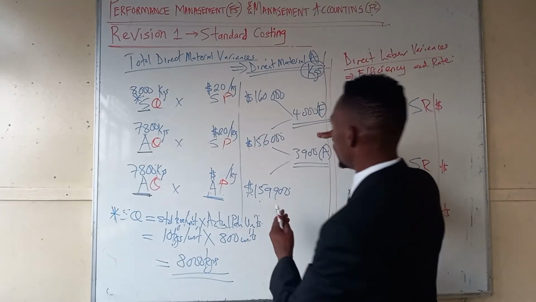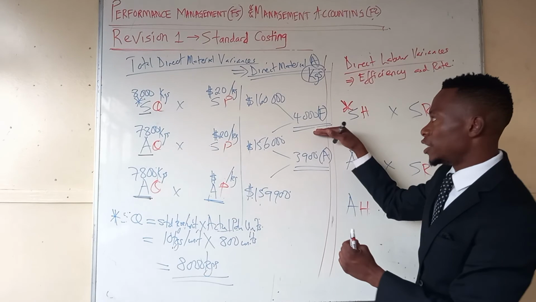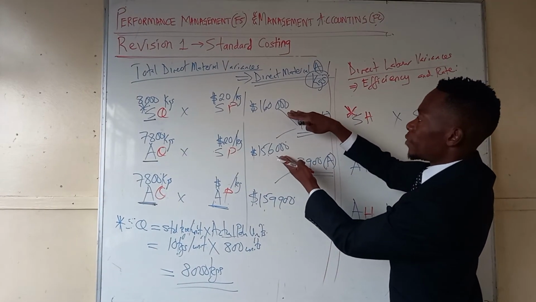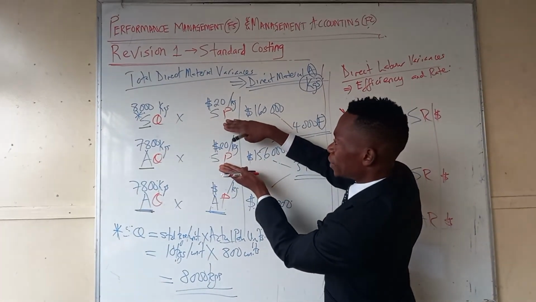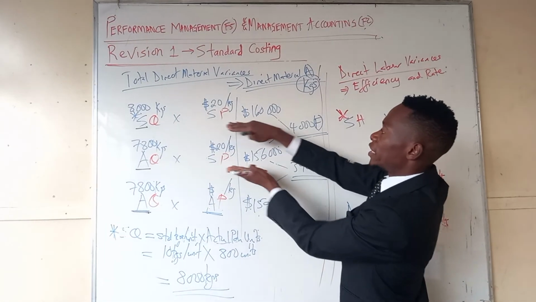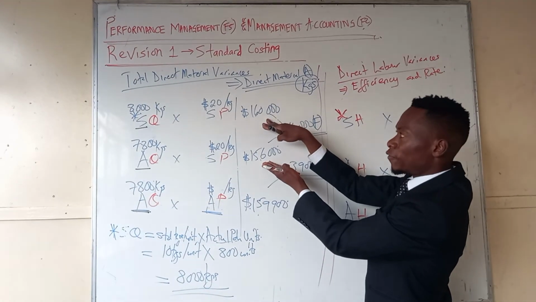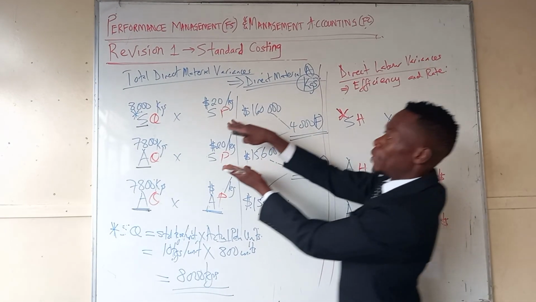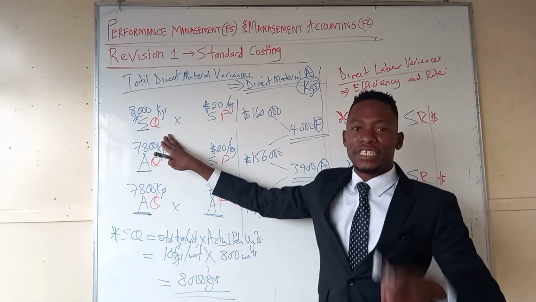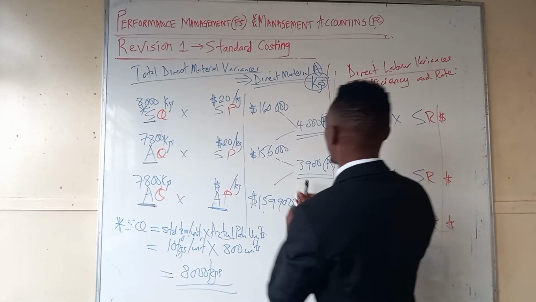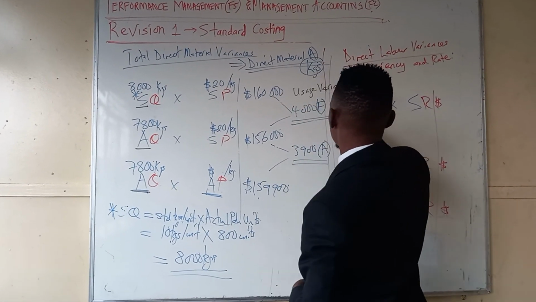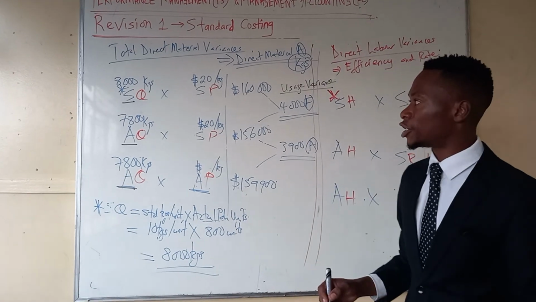Let's analyze. There is a variance of 4,000 here. So these two costs are different. What has caused these amounts to be different? Is it the standard price or is it the quantities? It's not the prices that have caused the difference, it is the quantities that have caused the variance. Therefore, it is the usage variance. Easy. This is my usage variance.